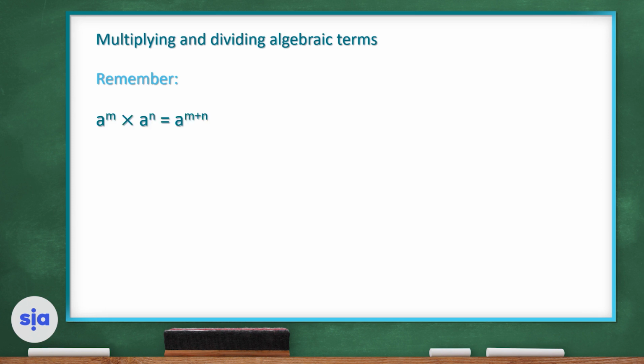Let's remember that when we multiply a to the power of m times a to the power of n, we add the powers, so a to the power of m plus n. When we divide, we subtract the powers, so a to the power of m minus n. And if you have a to the power of m, all to the power of n, the powers multiply. I always remember this: if a power is standing on the shoulder of another power, they multiply each other.